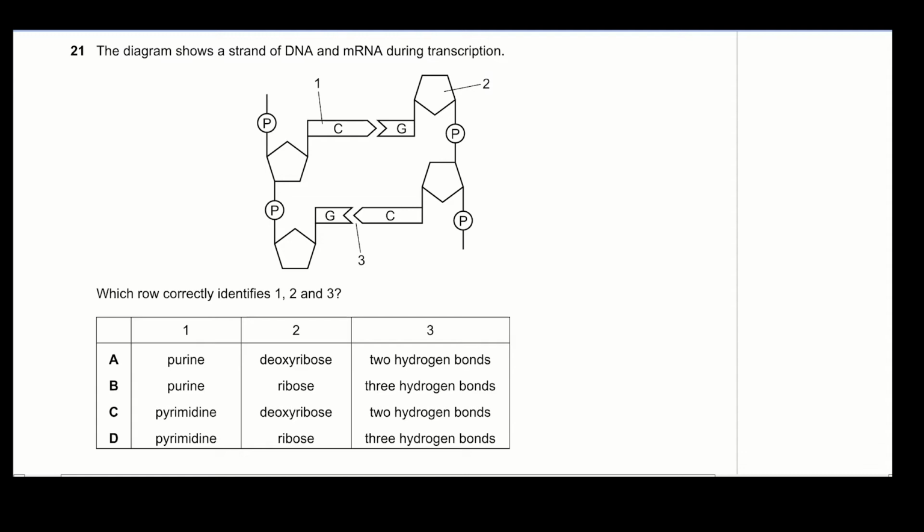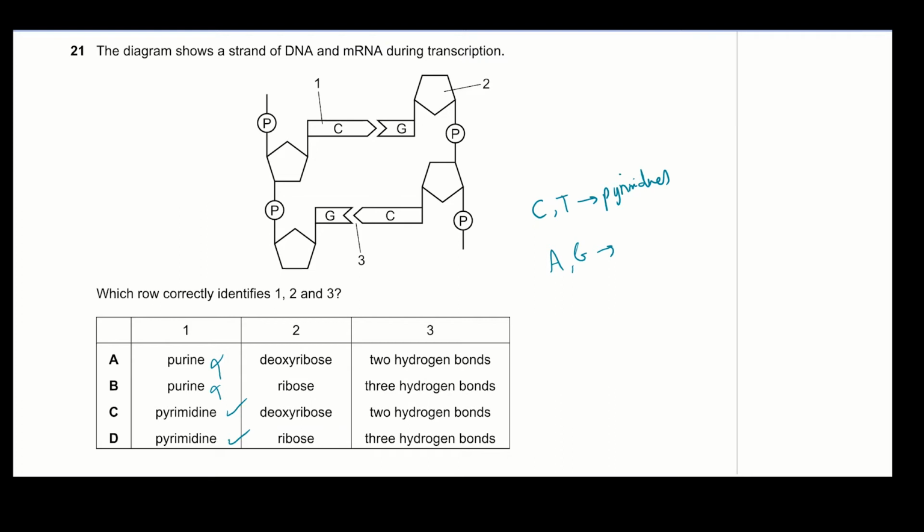The diagram shows a strand of DNA and mRNA during transcription. Which row correctly identifies 1, 2, and 3? 1 is a purine. No, actually, cytosine and thymine are pyrimidines, and these are single ringed structures. On the other hand, purines are adenine and guanine, and these are double ring structures. So these are incorrect, and it's going to be pyrimidine. We can't decide 2 yet, because it's not showing any uracil. Let's move on to 3.